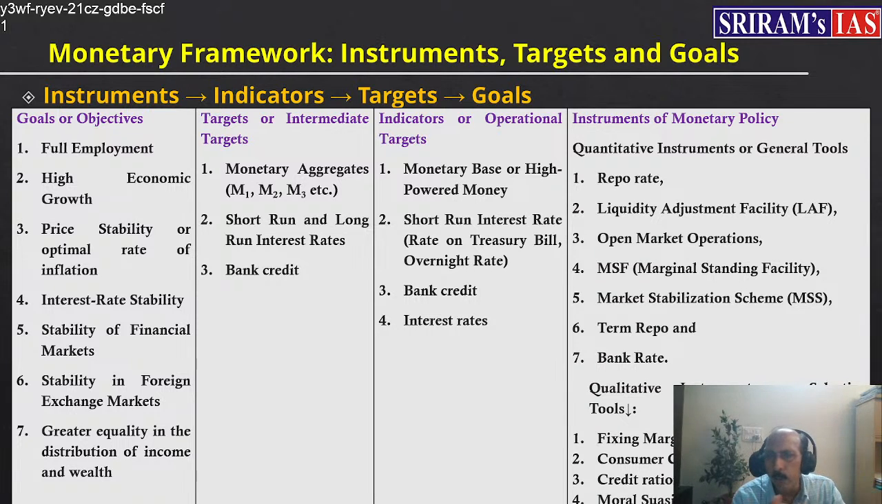RBI may use any of these instruments, but as I said, after 2016, RBI has declared only one policy instrument, that is the repo rate. They are using the repo rate. Once the repo rate is changed, the immediate target will be affected in the form of monetary aggregates and short-term and long-term interest rates. They will finally affect the target, that is, monetary base, interest rate or bank credit. Once they are affected, it will affect aggregate demand in the economy. And once aggregate demand is affected, it will affect prices after some time. This whole process is called the transmission mechanism of monetary policy.